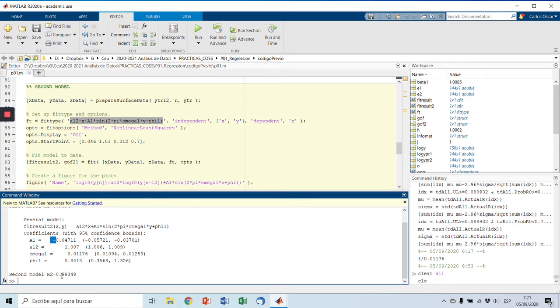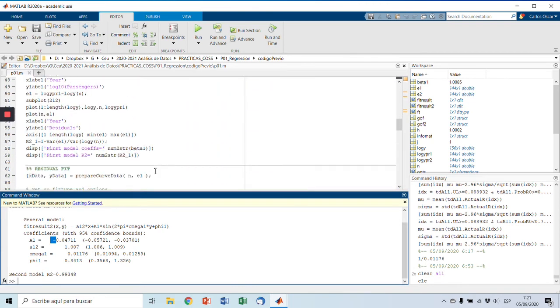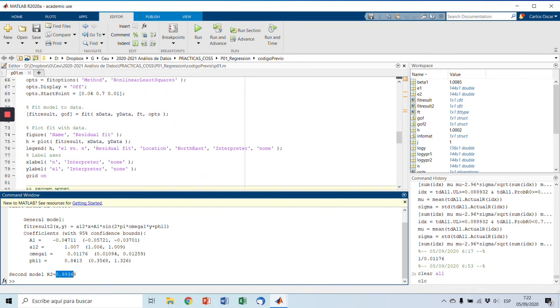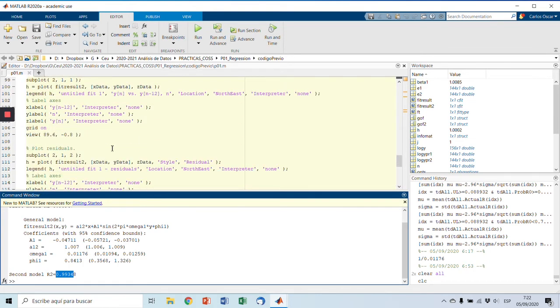Before it was already very good, but this is a little bit better. The reason why the variance, we know that the variance of the residuals is smaller, is because the R squared is the variance of the residuals divided by the variance of the original data, the original observations, logarithm of number of passengers, and then 1 minus that ratio. So because we are closer to 1, we know that the residuals of the second model have to be smaller.